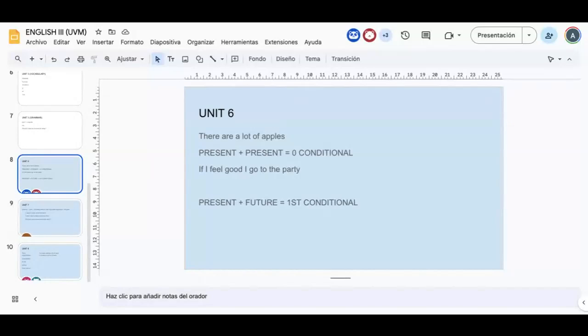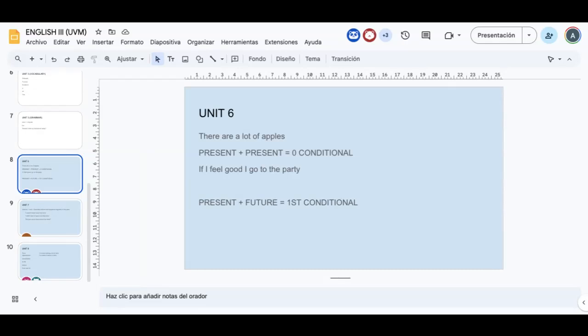Present plus present and present plus future. Any idea? Okay, I'm gonna tell you this because if not, we're gonna be stuck here a lot of time. So first of all, you need to remember that present plus present is the zero conditional, and it is used to talk about facts or general truths or things that we are sure are related in reality.